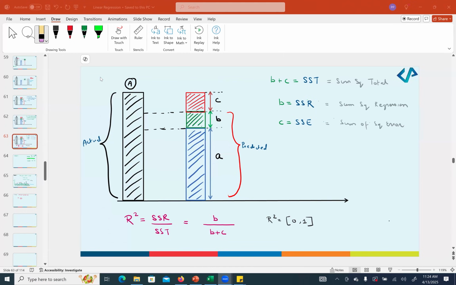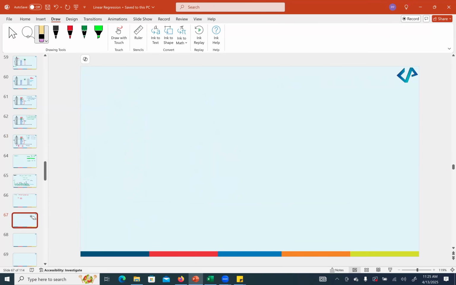Hello. Let's start. Right, so we were discussing R square. R square tells us that of all the variation which exists in the data set, what percentage of that variation we are being able to explain. Now, one of the formulas that we can use is this.